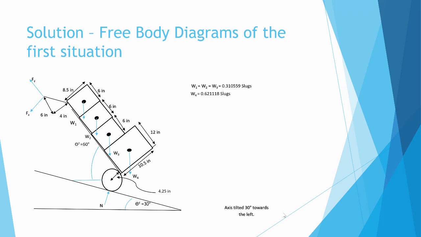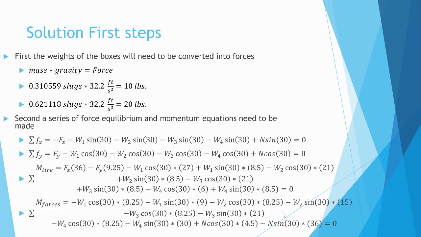So then the second step, but first math-wise, would be converting the masses into their weight, in which another thing to keep in mind is that it is in English units. So the small boxes will turn out to be 10 pounds and the bigger box 20 pounds. Once that is done, the series of force equilibrium and moment equations will need to be made.